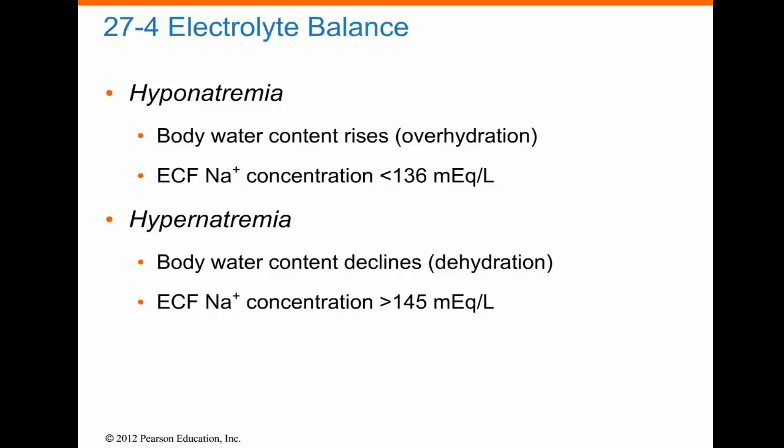The opposite is where you have too much sodium and you have hypernatremia. The body water concentration declines, as in dehydration, and the extracellular sodium concentration is greater than 145. Remember, the level that we're looking for is 140 to maintain homeostasis.